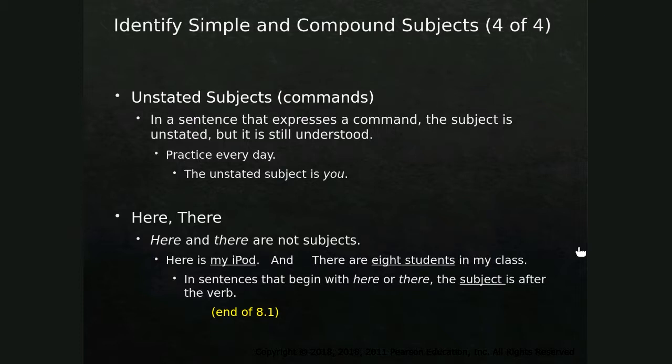And here's a couple of things that get kind of confusing when we talk about subjects. So unstated subjects are subjects that we don't say or write. And these are used in commands. So in a sentence that expresses a command, the subject is unstated. That means we don't say it, but it's still there. We still know what it means.